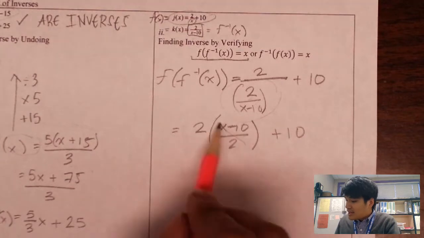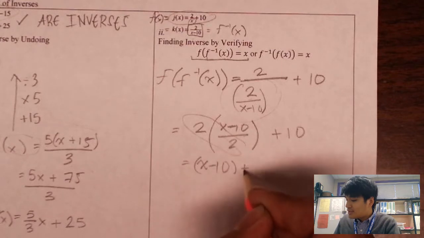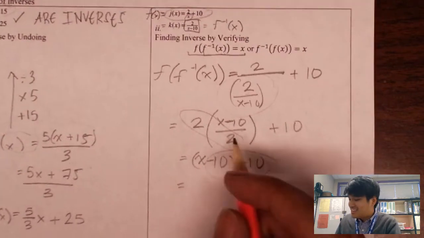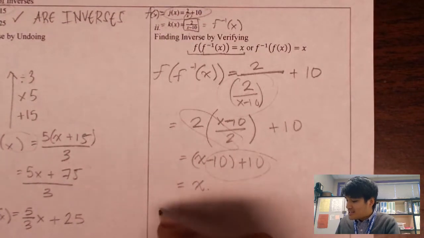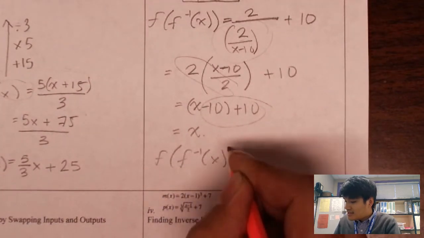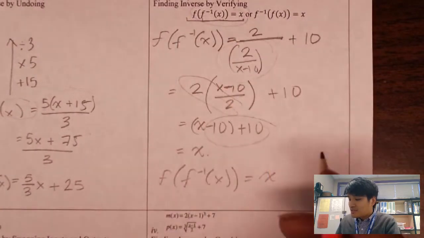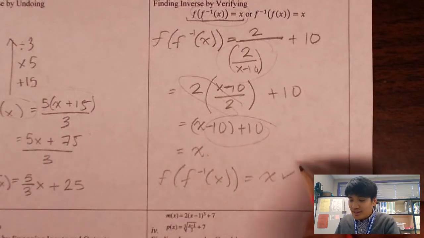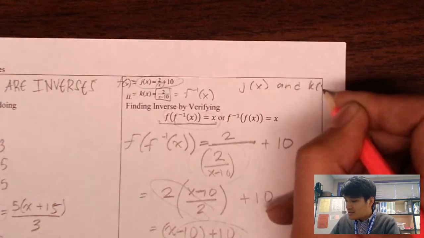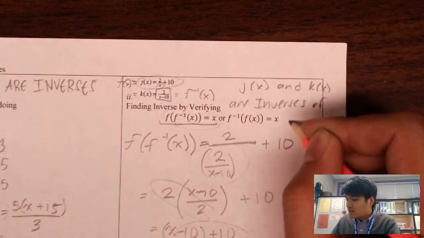Now, as you can see, we have this giant 1 over here, so this can become x minus 10 plus 10. And lo and behold, look at that, we got another giant 0 right there. We got x. So as you can see, I proved that f of f inverse of x is equal to x, and that satisfies our original condition right here. Therefore, these two here, j of x and k of x, are inverses of each other.